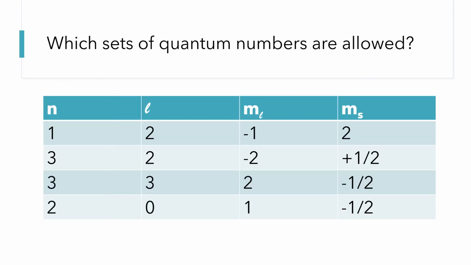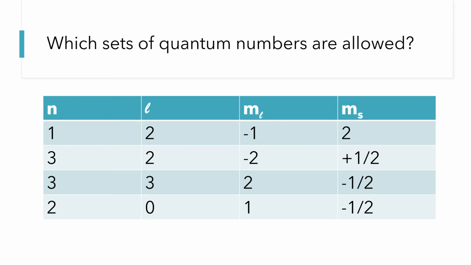In a typical multiple choice quiz or test over this topic, you'll normally be given a set of 4 quantum numbers, and you'll be asked to determine which of these sets are allowed. You might be asked to correct it, so whatever is wrong, correct it so that the set of numbers is allowed. So you just need to understand what the rules are for each one of these numbers. And remember that m sub L depends on L, which depends on n, and m sub S can only be plus 1/2 or minus 1/2.